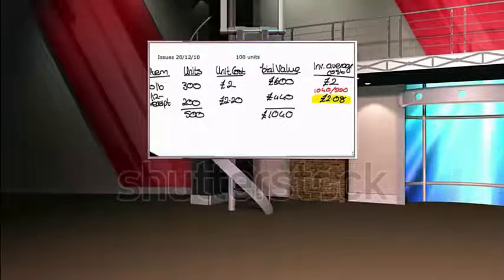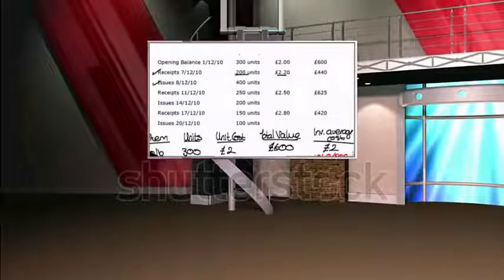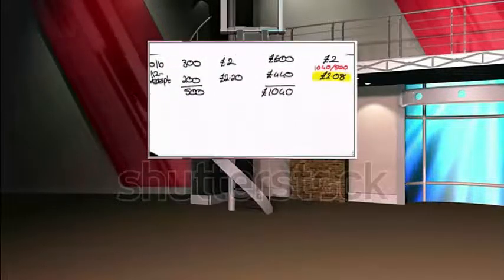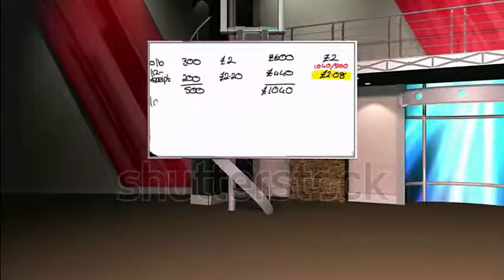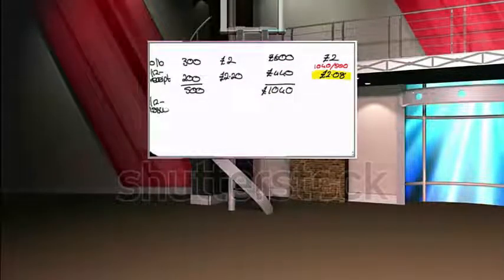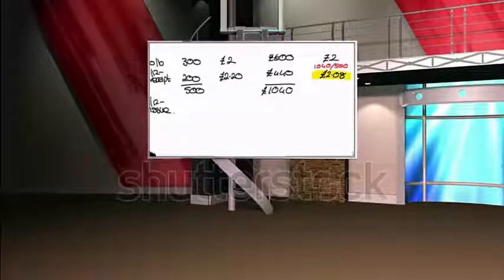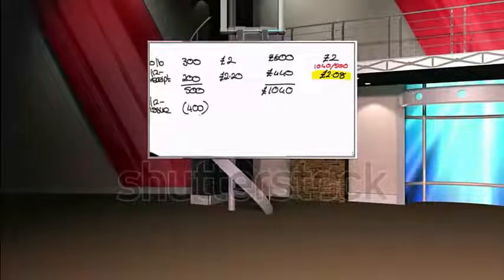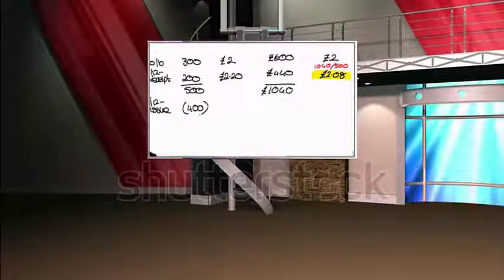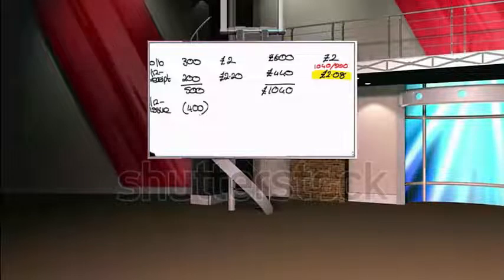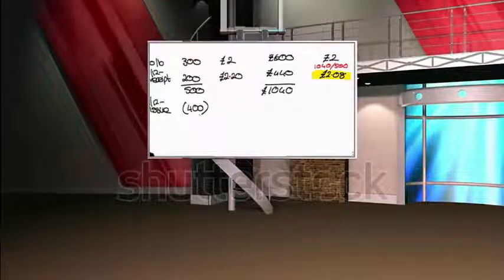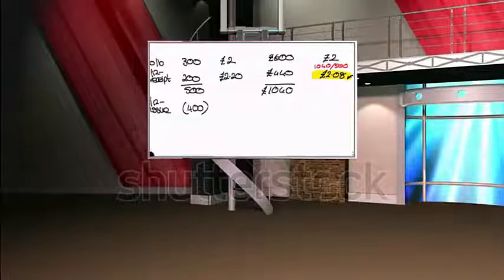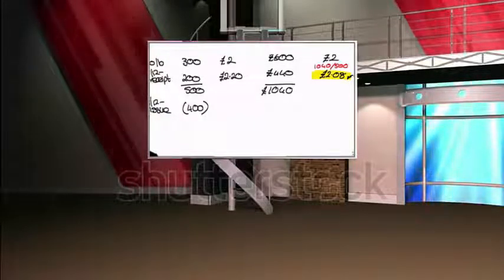Moving on, the next thing we have on the 8th of December is an issue of 400 units. So 8th of December, an issue. So we are sending inventory over to our production department. This will reduce the number of units we have sitting in our inventory. Now, how do we value our issue to production?